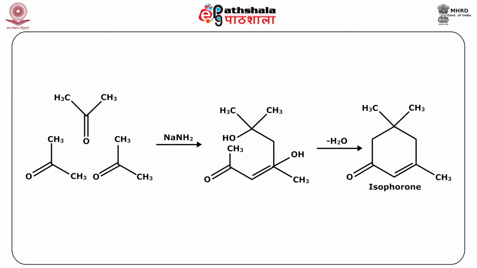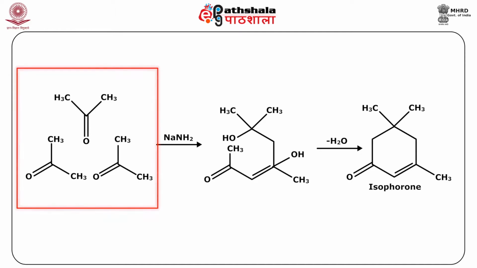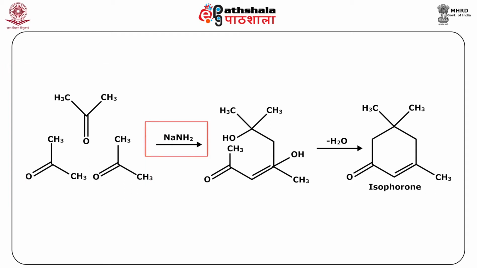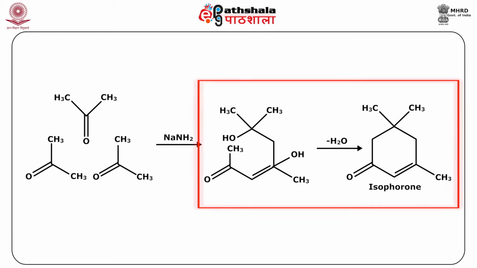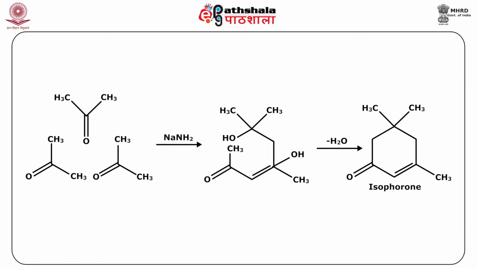in the given figure. The three acetone molecules in the presence of a base, sodamide, undergo the condensation reactions leading to the final cyclized product with the loss of water molecules, forming isophorone. The three molecules of acetone have been utilized in the following manner.